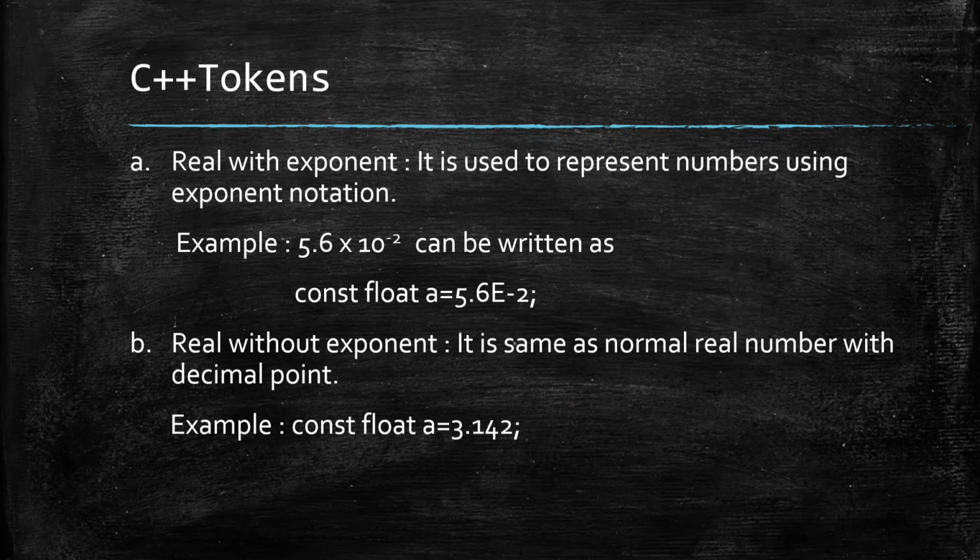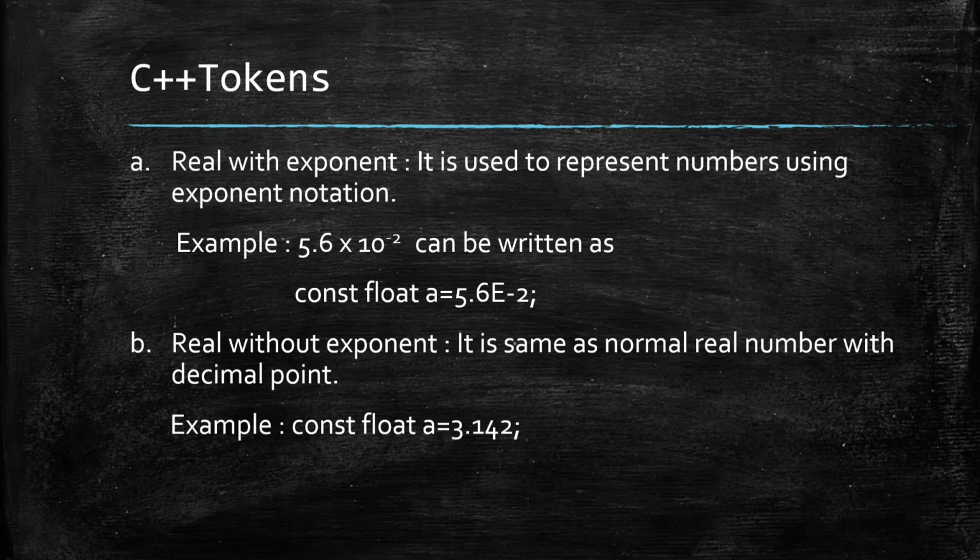Another point to note is that the value before the e, before the exponent notation, 5.6, is known as the mantissa. And after e, the minus 2 is called the exponent. Finally, the semicolon is the statement terminator.